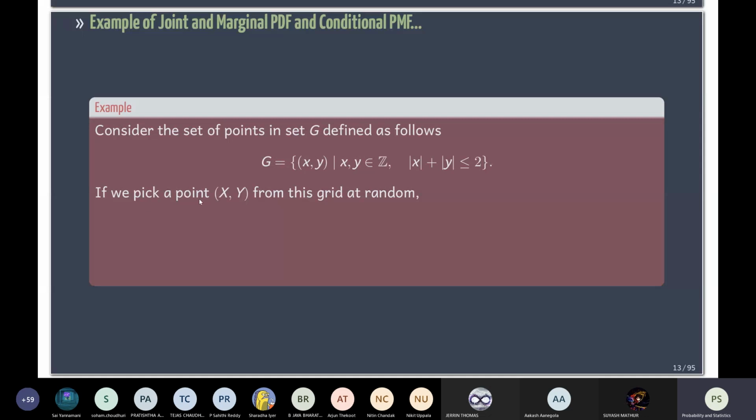Now, if we pick a point (x, y) from this grid of lattice points at random, then the probability is 1/13, because 13 is the total number of points, and each is equally likely.